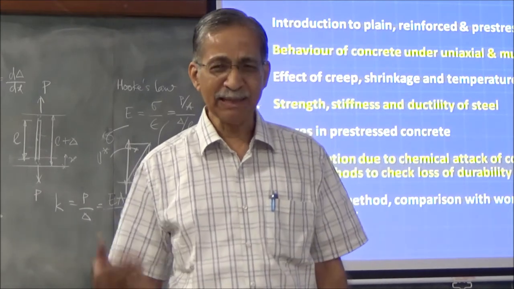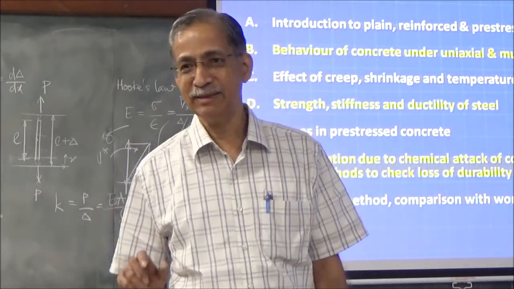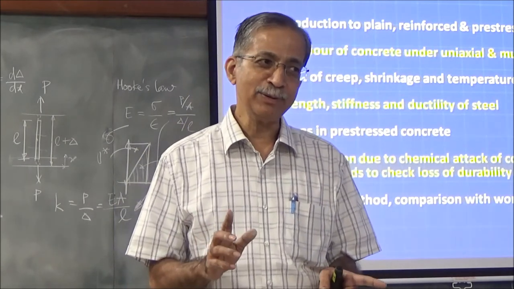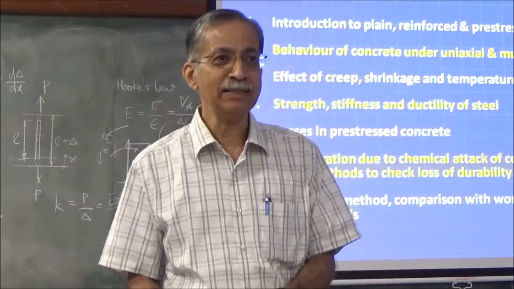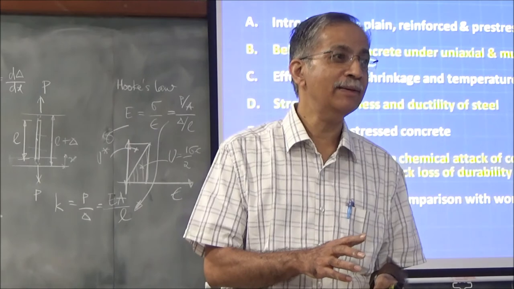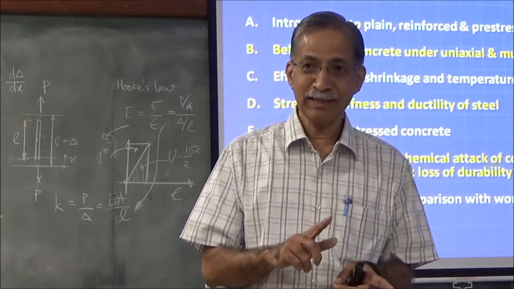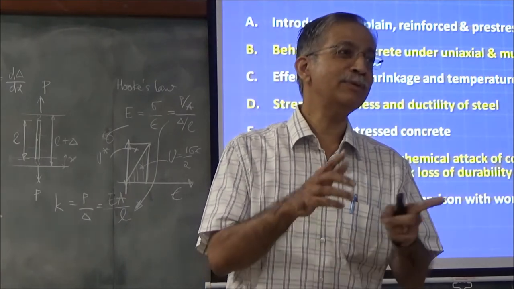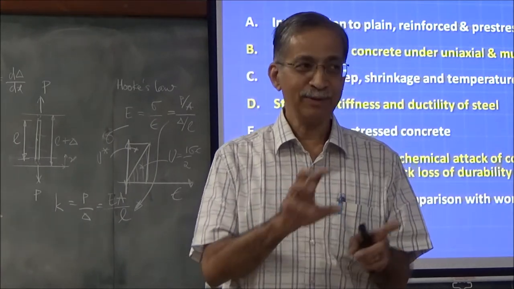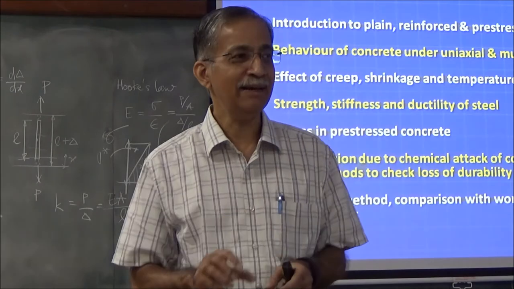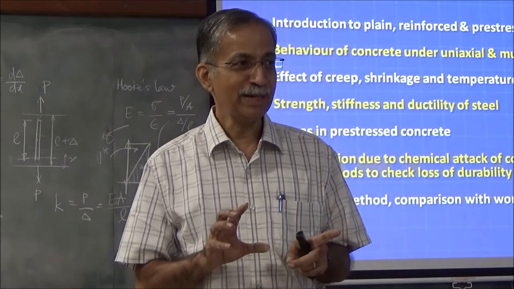For physicists, kilogram is a unit of mass. And so we used to talk of kgm, kilogram mass, and kilogram force. Do you remember? One kilogram force is one kilogram mass into g. So that g was hidden there. Do you understand what I'm saying?